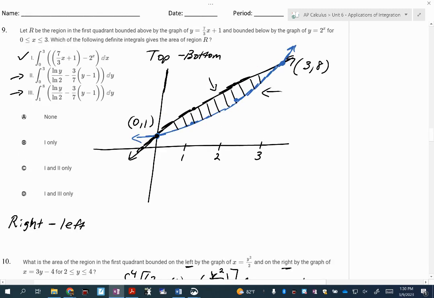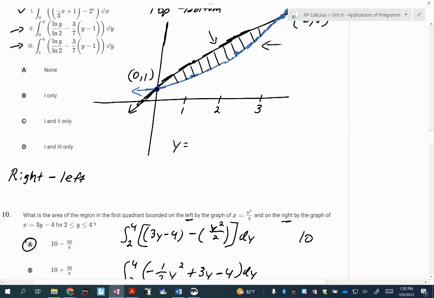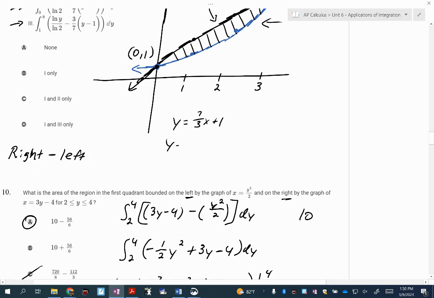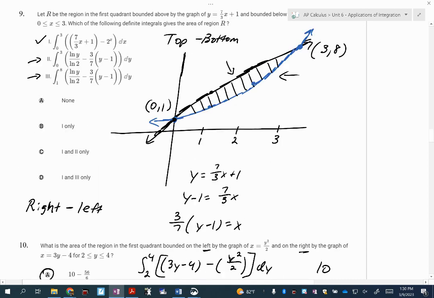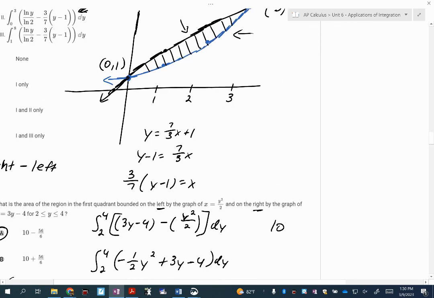All right, so let's do it. It's 7/3 x, so y equals 7/3 x plus 1. So let's move over the 1 with subtraction. Then to get rid of the 7/3, I multiply by the reciprocal, 3/7. So that doesn't surprise me. That's what I got there in both Roman numeral 2 and Roman numeral 3. So that's confirmed. Let's do the same thing for y equals 2 to the power of x.